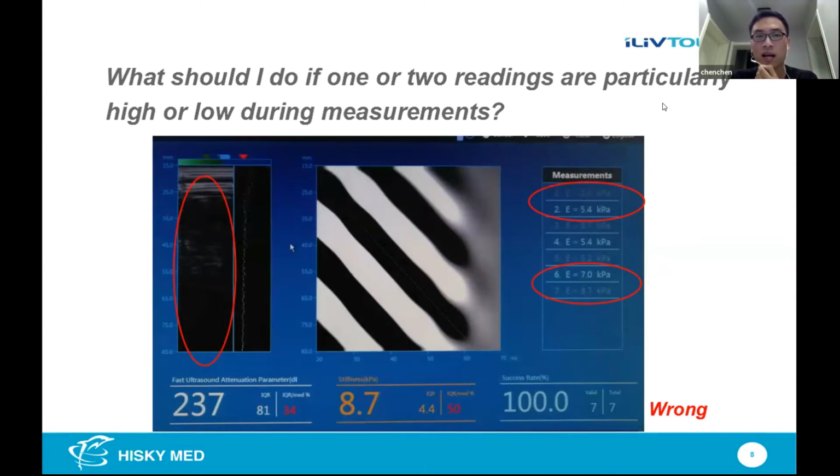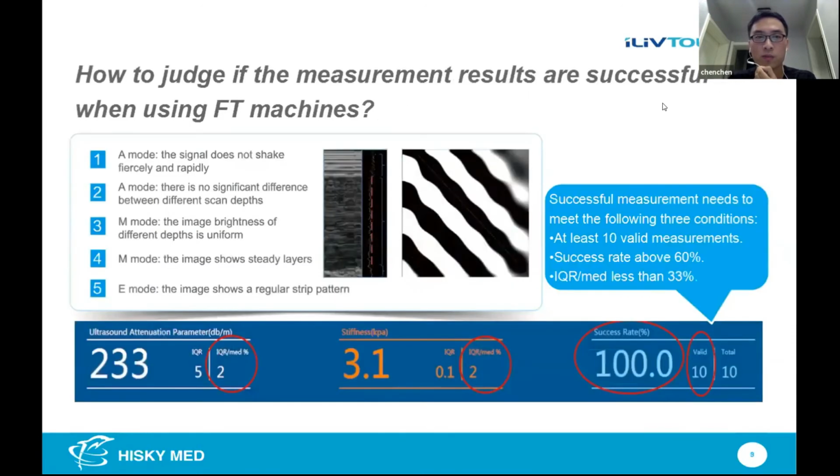You can see the IQR for the UAP results is 34, and for the stiffness, the IQR is 50. So it means it has a very high variation. In this case, we have to move the probe back to the intercostal space, try to avoid the rib, clear the results and start over. And that is another case. So we need to notice the five criteria and the three conditions we need to satisfy.